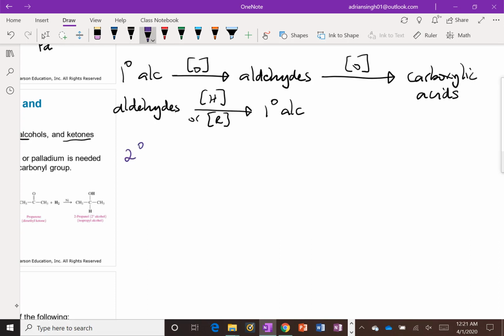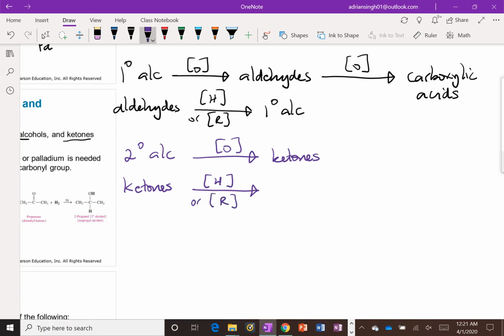We also saw that secondary alcohols could be oxidized to ketones. And what we're saying now is that ketones could be reduced. Right, the shortcut for writing reduction is hydrogen in square brackets, or R for reduction in square brackets. Ketones can be reduced back to the corresponding secondary alcohol, right? So I mentioned this at the beginning in organic chemistry, right? By changing the conditions, you can force a reaction to go in one direction versus another.